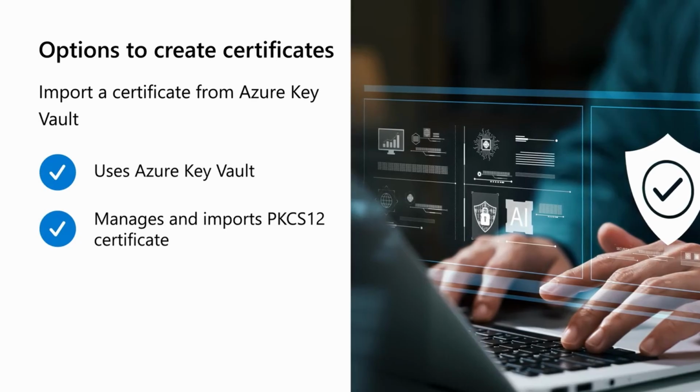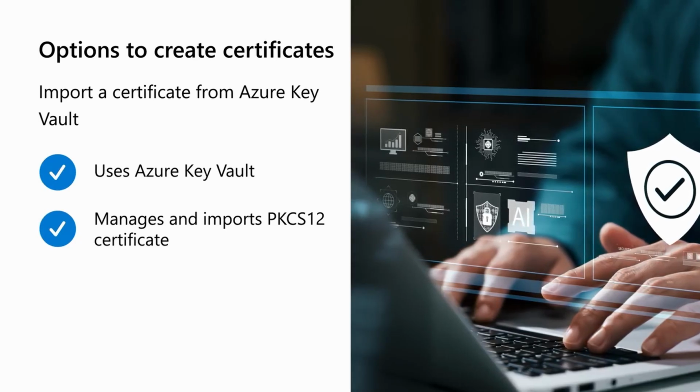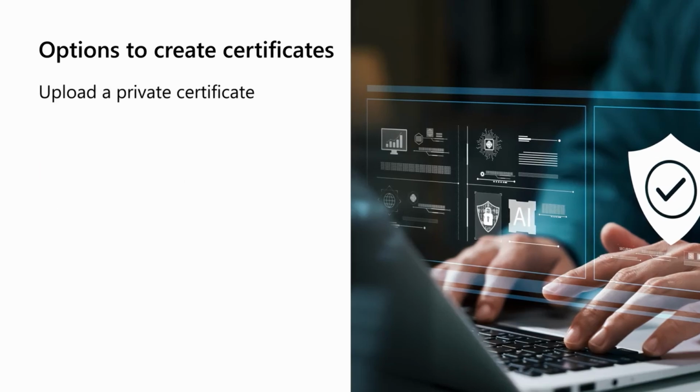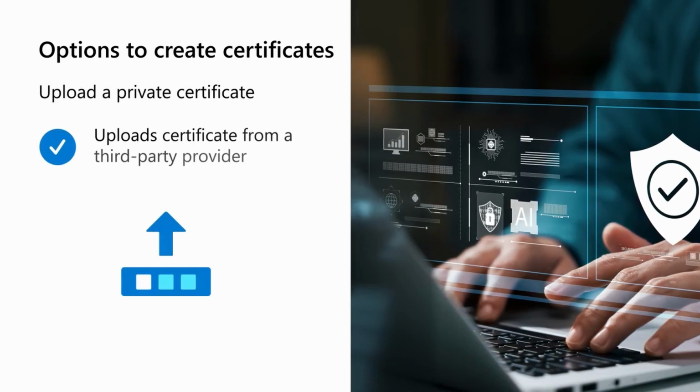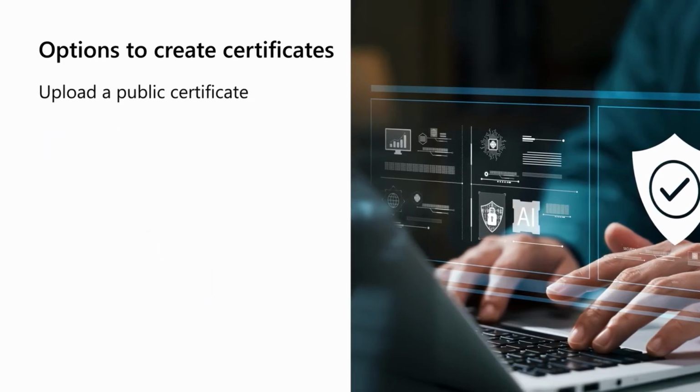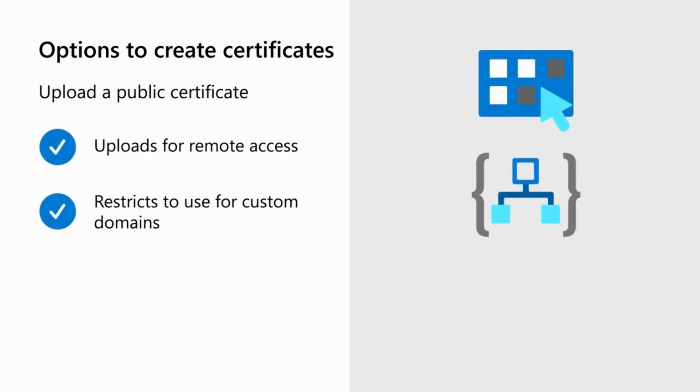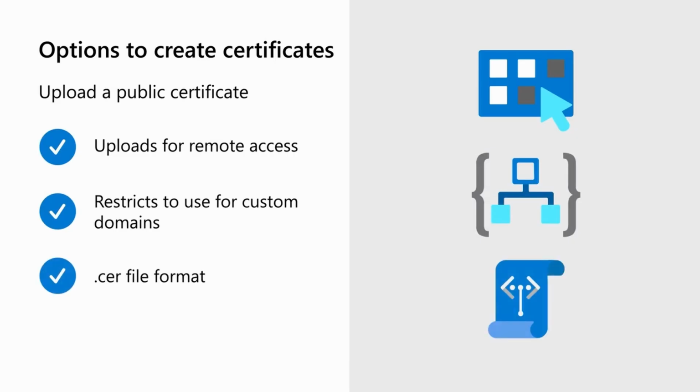You can import PKCS12 certificates if you meet the requirements of Azure Key Vault. Next is upload a private certificate. Such a feature allows one to upload a certificate from a third-party provider. And last is upload a public certificate. You can upload a public certificate into your code if your code requires remote access, but you cannot use it to secure custom domains. You must have public certificates in the .cer file format.